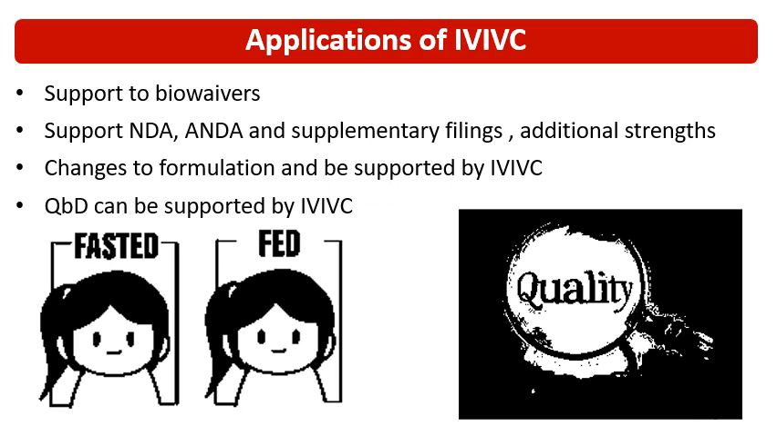Then changes to the formulations can be supported by IVIVC, and QbD can be supported by IVIVC. If you perform QbD for your formulation, you make the trials with higher and lower levels of the excipients and higher and lower levels of the process parameters. So those things can be easily justified based on the IVIVC data.